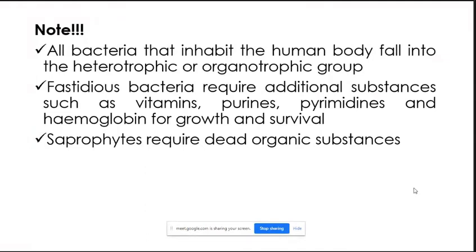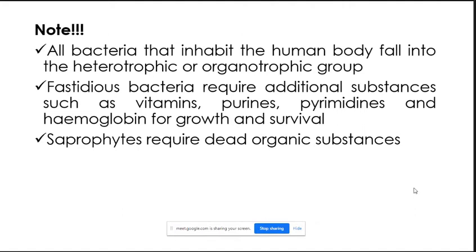Note here that all bacteria that inhabit the human body fall into the heterotrophic or organotrophic group. Why is it? We will try to explain now why all bacteria that inhabit the human body fall into the heterotrophic or the organotrophic group.